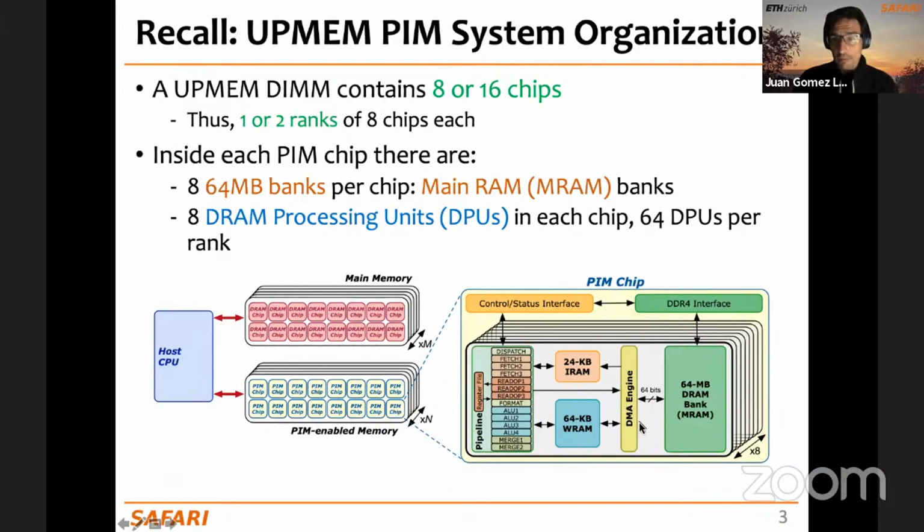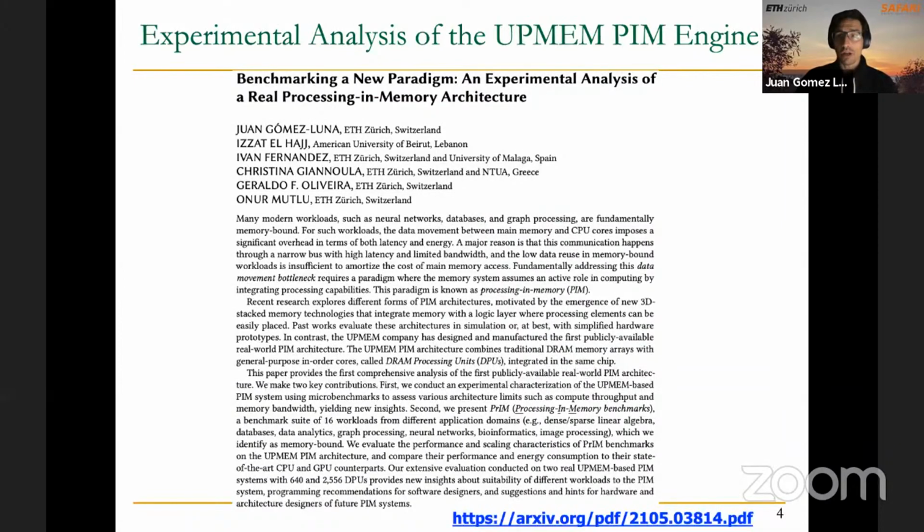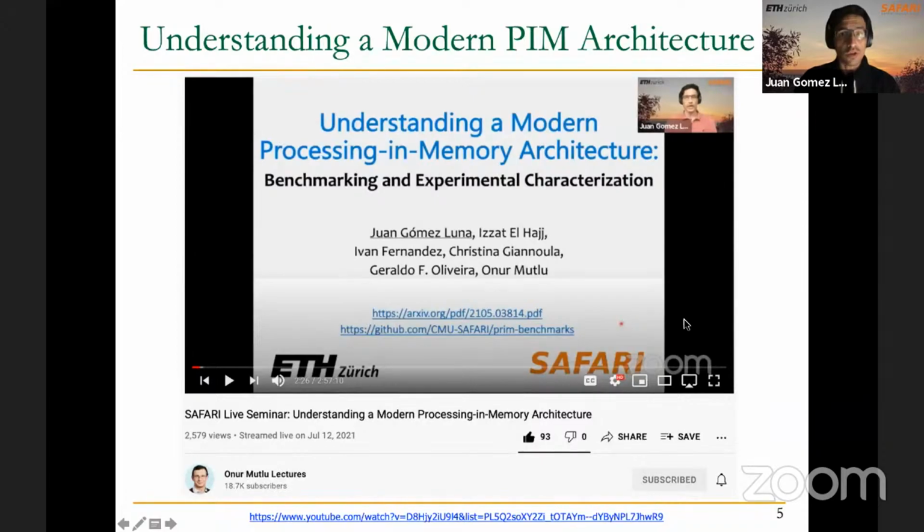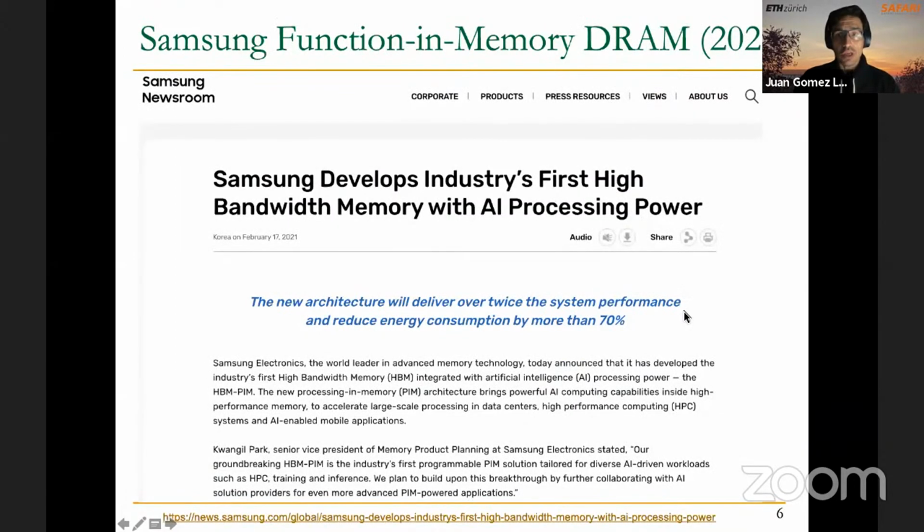By using this DMA engine, we can move operands between WRAM and MRAM, and we can also move instructions from MRAM to the IRAM. If you want to learn more about the UPMEM PIM architecture, you can wait for later lectures of this series on processing in memory, but you can also read our benchmarking paper or watch the longer talk related to it. And today we are going to talk about Samsung FIMDRAM, which was the first processing in memory architecture that Samsung announced earlier this year in February, actually.